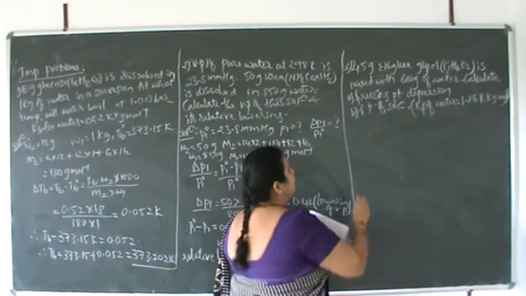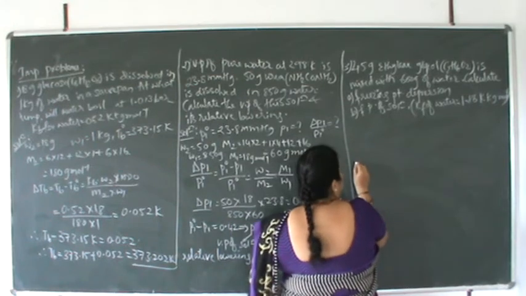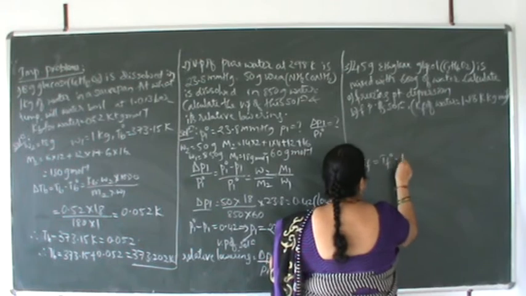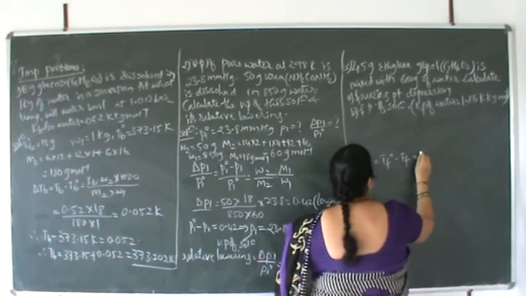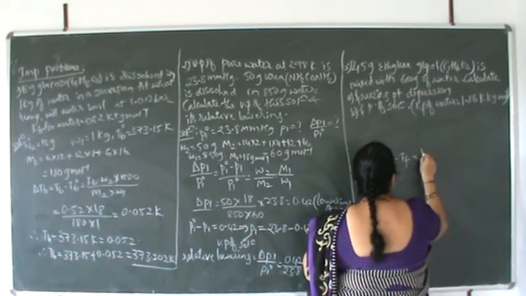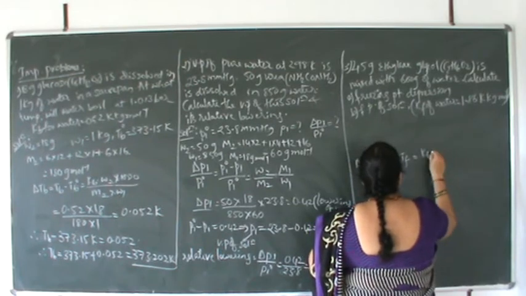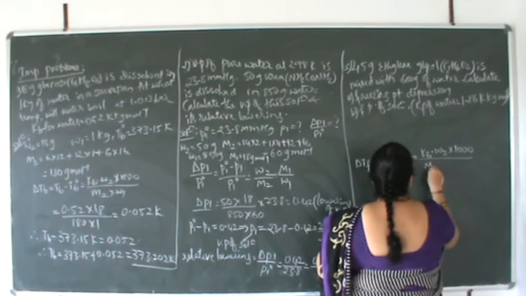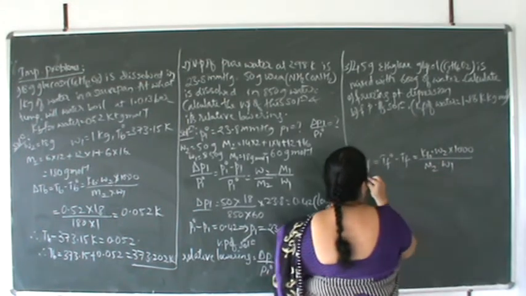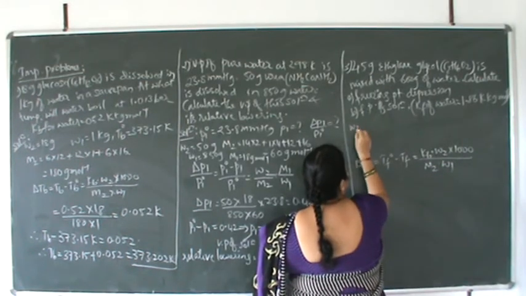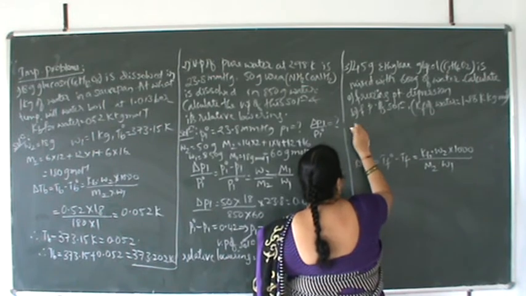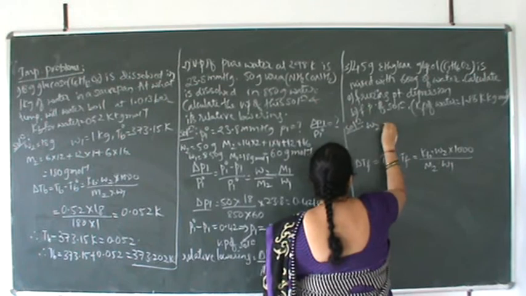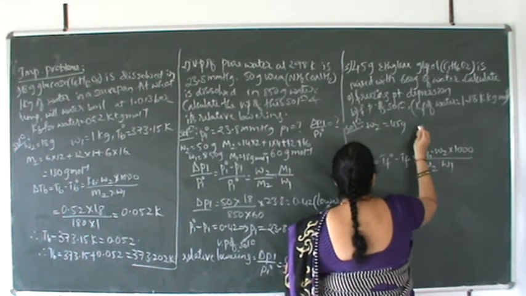Now here, we know the formula, delta Tf is equal to Tf naught minus Tf is equal to Kf into W2 into 1000 divided by M2 into W1. So in the problem, W2 is equal to 45 grams.